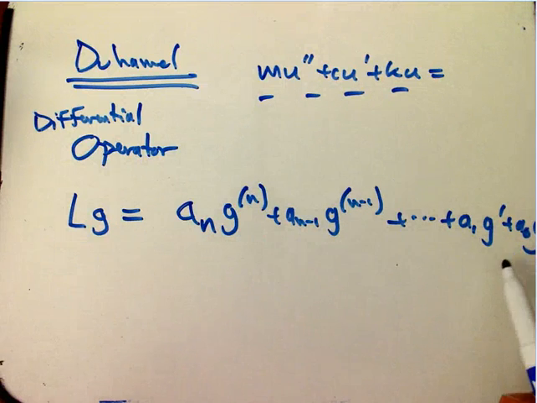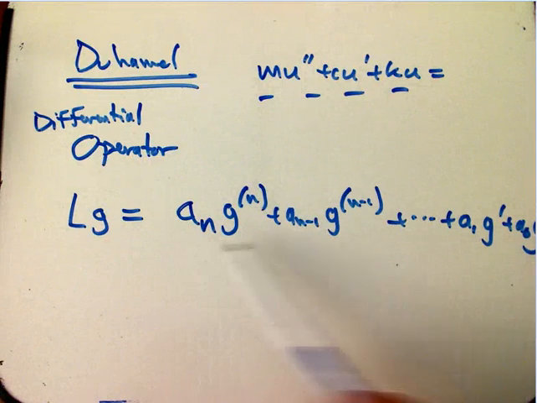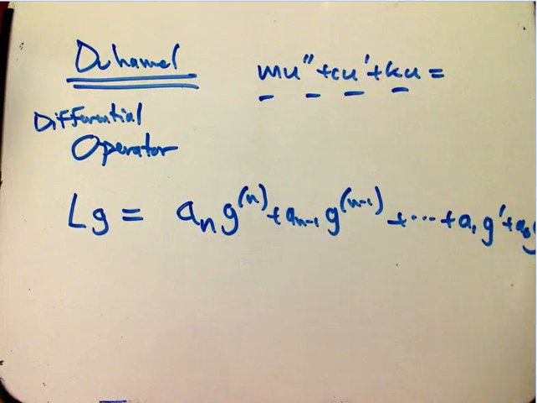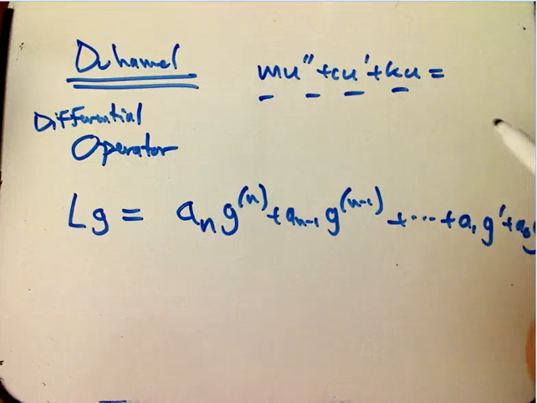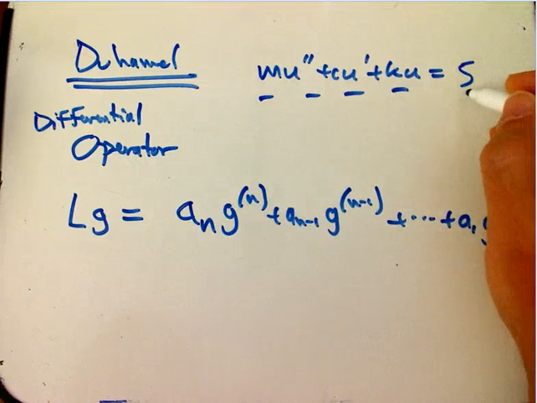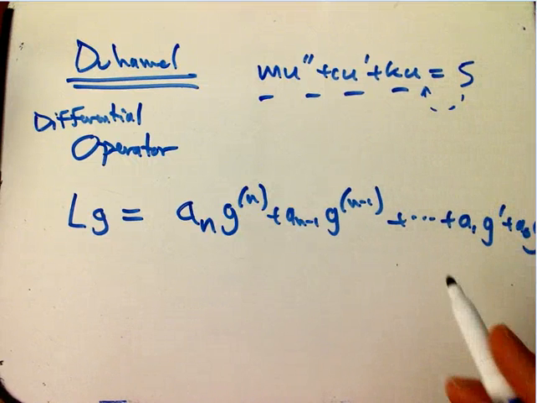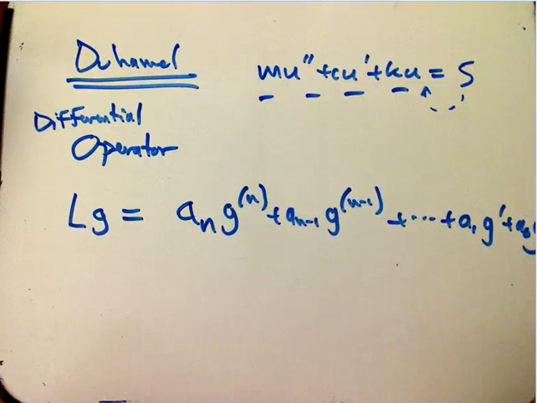Notice I'm not including just a constant. It's all derivatives of G or just a multiple of G itself. That's to make this homogeneous. Remember, if we put in something over here like 5, that's an inhomogeneous equation, and it's not really a linear expression.